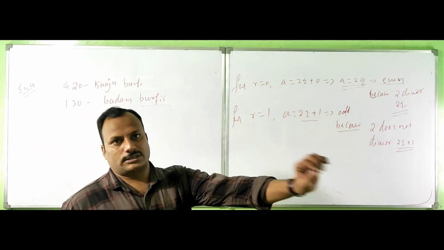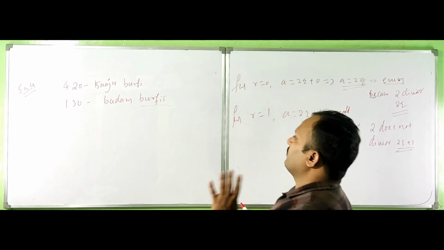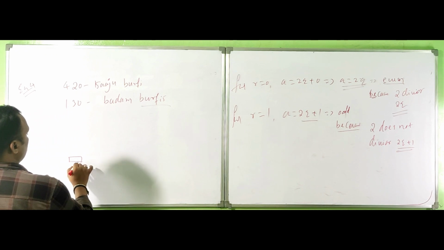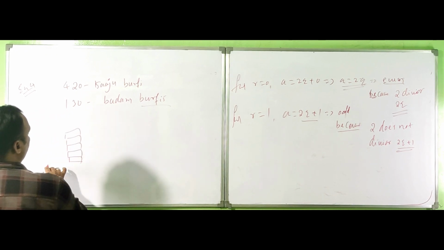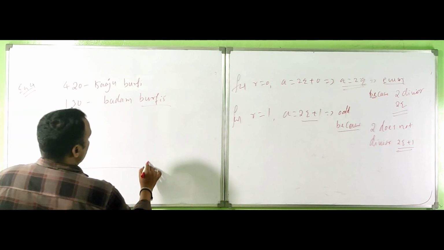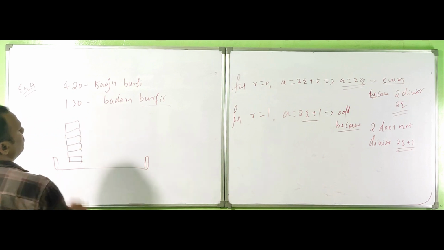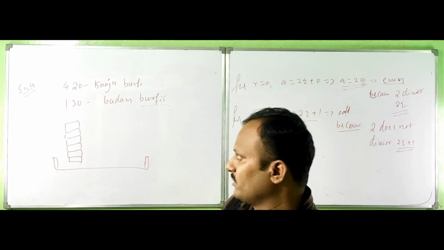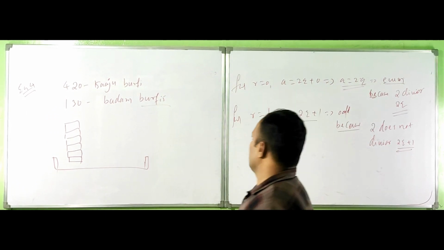So she has 420 Kaju burfis and 130 Badam burfis, and she wants to make stacks in a tray. These are sweets, no? Which means each stack should have the same number of sweets. So now we can look at that.